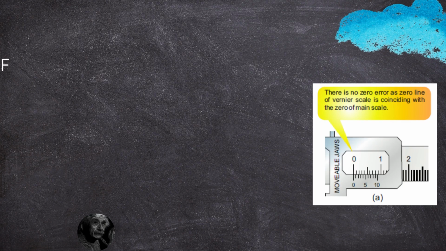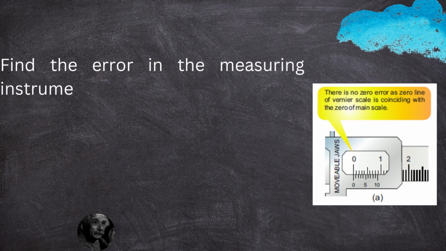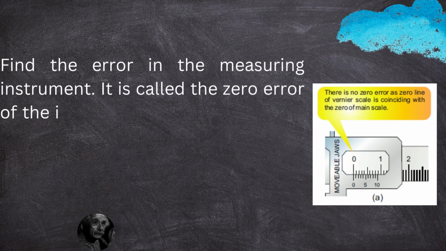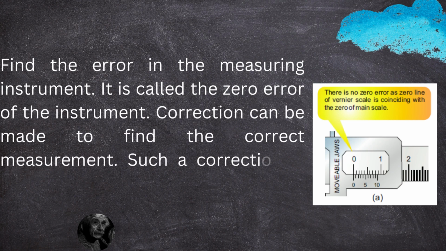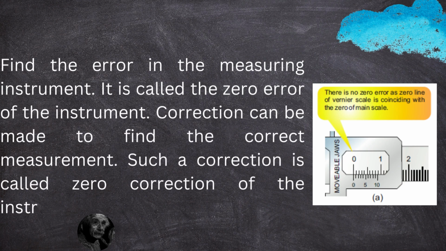Zero error. This is the definition of zero error. The error found in the measuring instrument is called the zero error of the instrument. Correction can be made to find the correct measurement. Such a correction is called the zero correction of the instrument.